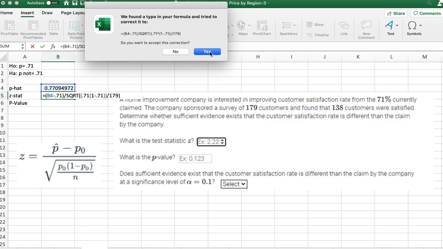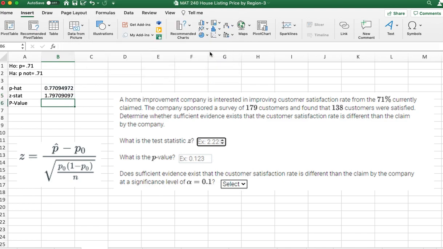Ooh. We want to accept this correction. I'm going to say yes. So I must have gone off incorrectly on one of the end parentheses. So now we have our Z statistic, and we're going to need that to get our p-value.